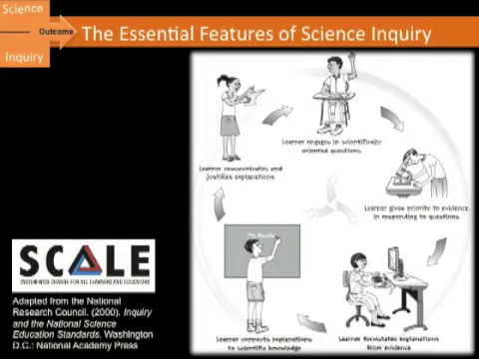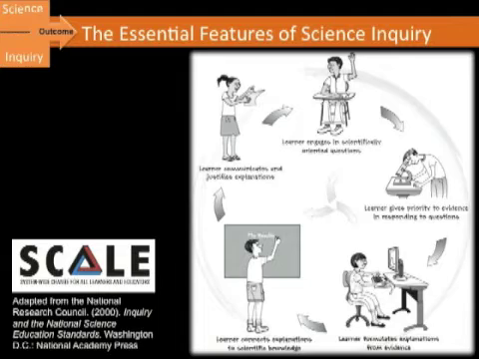If we look at science inquiry, or how we can model science in the classroom, there are a few things that are essential to this. According to the National Research Council, these features are: 1. The learner engages in scientifically oriented questions. 2. The learner gives priority to evidence. 3. The learner formulates explanations from evidence. 4. The learner connects those explanations to scientific knowledge. And 5. The learner communicates and justifies those explanations.